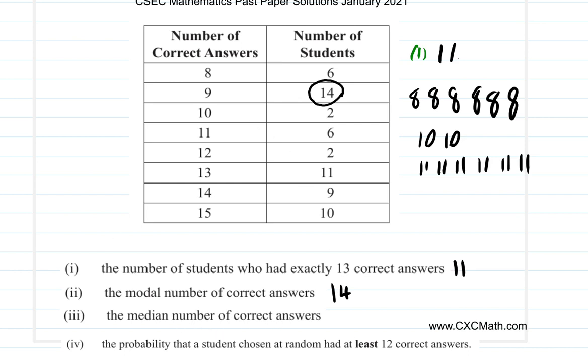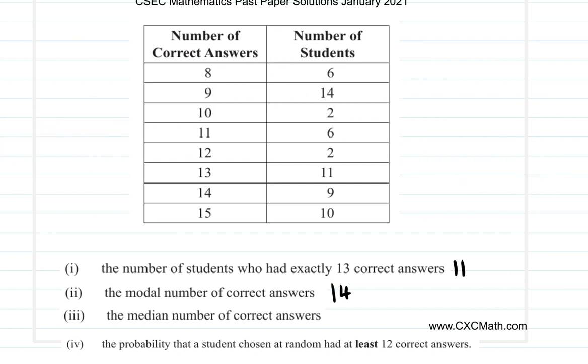Now the median number of correct answers would be what? Let's get rid of these and look at what's going on here. What is the median? Remember, the median is the value that is there right at the center of the distribution after you arrange everything in order. And if there's an even number of them, there will be 2 of them at the center, and you find the average of those 2.